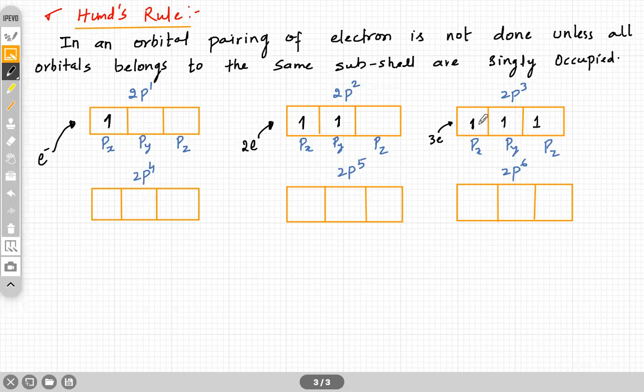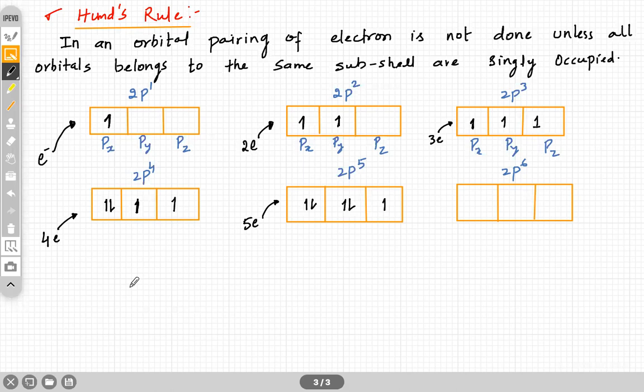So pairing is possible when we have this configuration. Then we have 2P4 configuration. Four electrons are trying to enter this orbital. Out of four, we have one, then two, three. When all the orbitals belonging to the same subshell are singly occupied with clockwise orientation, the fourth electron will go into any one of these three orbitals with anti-clockwise orientation, right? In 2P5, when five electrons enter, first all the orbitals are singly occupied like this, and then the pairing takes place, fourth and fifth, with anti-clockwise orientation.